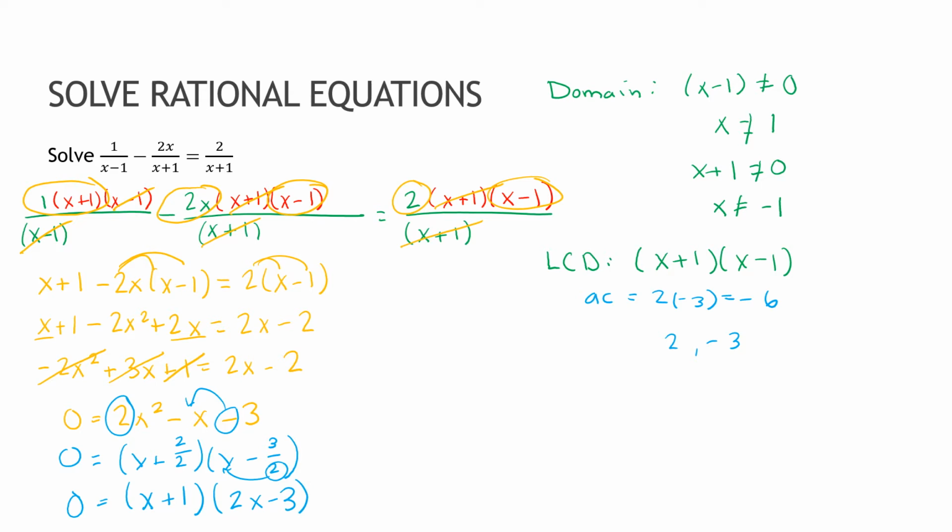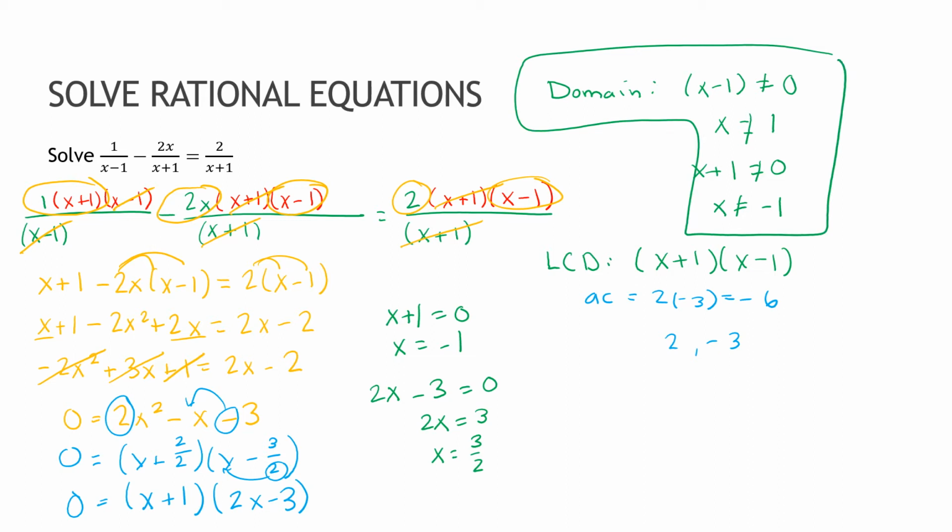So to solve, I'm going to take x plus 1, set it equal to 0 to get x is negative 1. And I'm going to take 2x minus 3, set it equal to 0. So 2x is 3, x is 3 halves. So I could say that my two solutions are negative 1 and 3 halves, but when we get done with this, we always look back up here. We always look at any restrictions on our domain, and it says very specifically, x cannot be negative 1, so that is not a solution. 3/2 is the only solution to this rational equation.